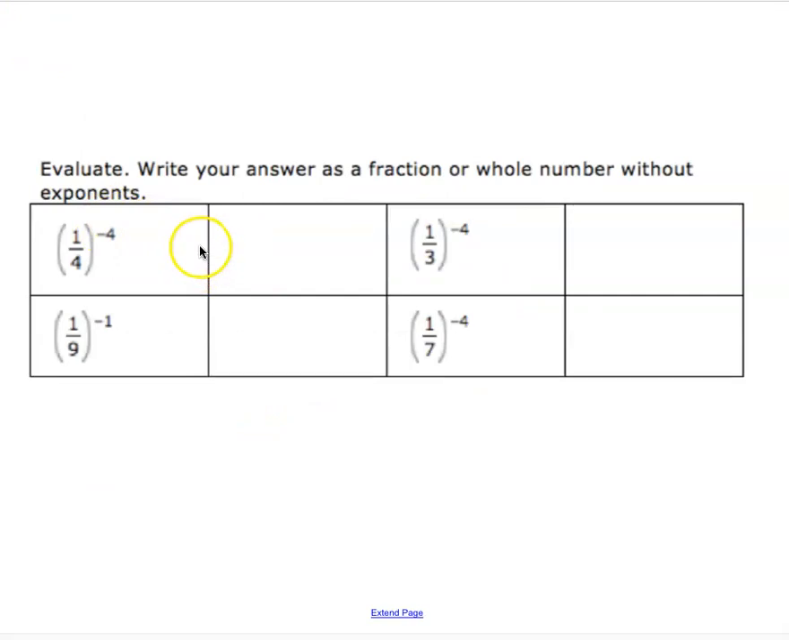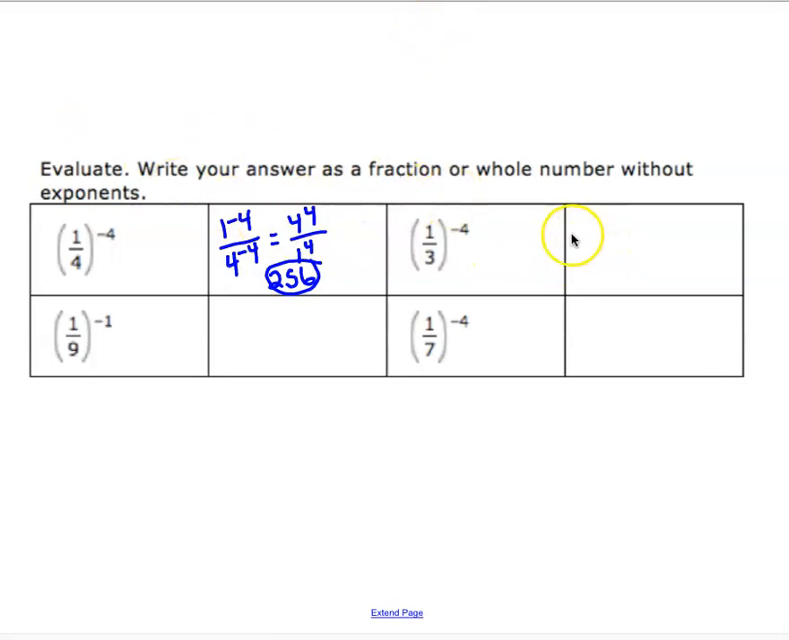This is the hardest part of today's lesson. It's a fractional base with a negative exponent. So we apply the negative exponent to both the numerator and the denominator. And then we are going to reverse them to make them positive. So 4 to the negative fourth becomes the numerator as 4 to the positive fourth. 1 to the negative fourth becomes the denominator as 1 to the fourth. And then we evaluate. 4 to the fourth is 256 over 1 to the fourth, which is 1. So the answer is 256.